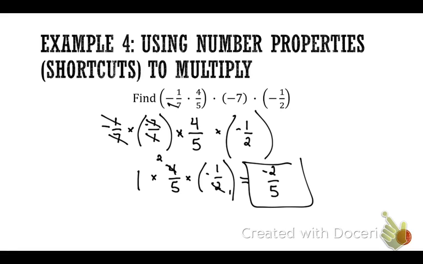All right, but do you see how it made it way easier? Right off the bat, I got rid of my 1/7 and my -7, and I just had to multiply 2 fractions then. All right, I promise you that was way easier than me just working out the whole problem. Okay, number properties, that's why I wrote this word in parentheses. Don't you love shortcuts?